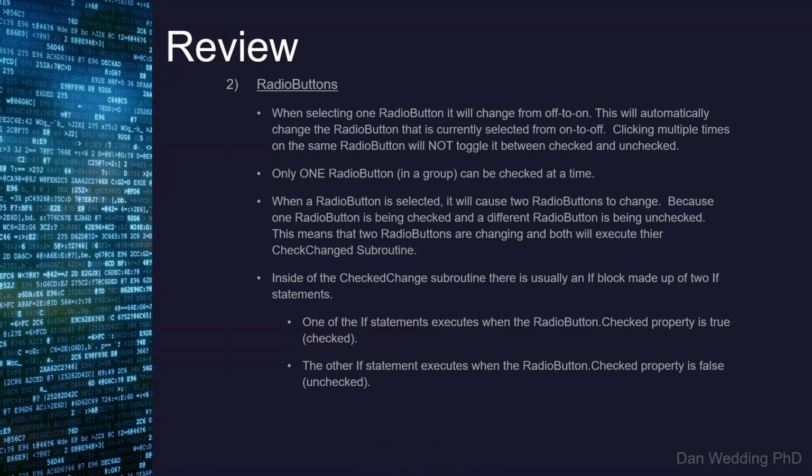When a radio button is selected, it will cause 2 radio buttons to change. Because one radio button is being checked and a different radio button is being unchecked. This means that 2 radio buttons are changing and both will execute their checked changed subroutine. Inside of the checked change subroutine, there is usually an if block made up of 2 if statements. One of the if statements executes when the radio button.checked property is true. The other if statement executes when the radio button.checked property is false.